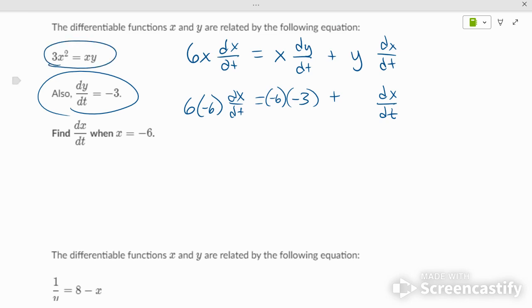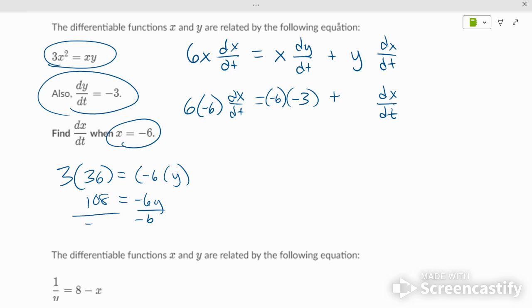We got to go way back to the original equation and plug -6 into that. So 3 times -6 squared is 36 equals -6 times y. So 108 equals -6y, divided by -6. What do you get? Should be 18. So y is equal to 18.